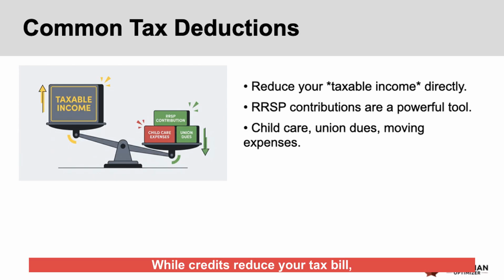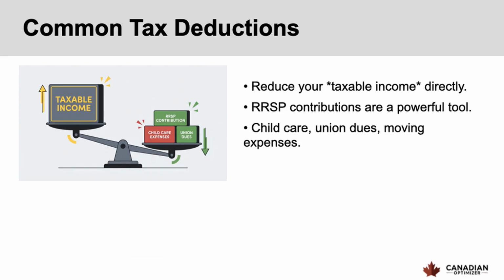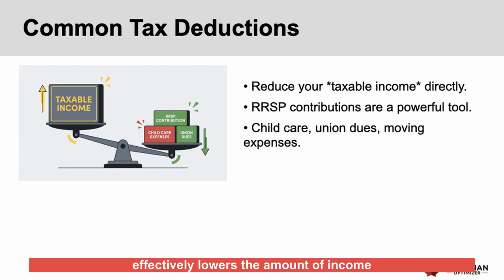While credits reduce your tax bill, deductions reduce your taxable income. This is incredibly powerful because it effectively lowers the amount of income that even enters the tax bracket calculation in the first place. The most prominent deduction for many Canadians is contributions to a registered retirement savings plan, or RRSP. Every dollar you contribute to an RRSP reduces your taxable income by that same dollar amount, potentially dropping you into a lower tax bracket. Other common deductions include eligible childcare expenses, union or professional dues, and certain moving expenses if you relocated for work. Leveraging these deductions is a cornerstone of intelligent tax planning.